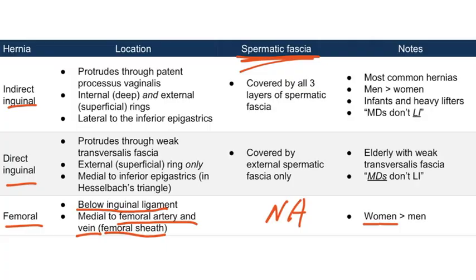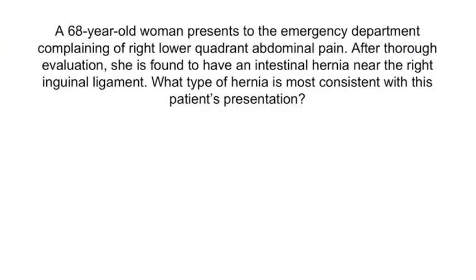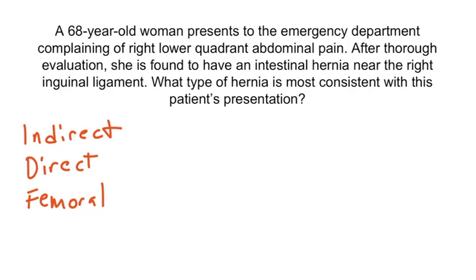Now let's do a question to apply what you've learned. A 68-year-old woman presents to the emergency department complaining of right lower quadrant abdominal pain. After thorough evaluation, she is found to have an intestinal hernia near her right inguinal ligament. What type of hernia is most consistent with this patient's presentation? Now, what three hernias occur near the inguinal ligament? We have the indirect inguinal, direct inguinal, and femoral hernias. So what's most likely in this patient?